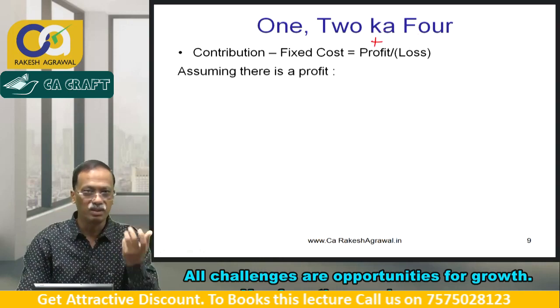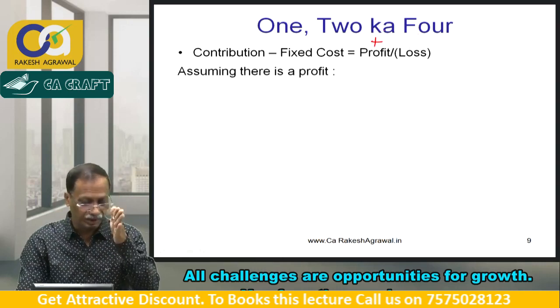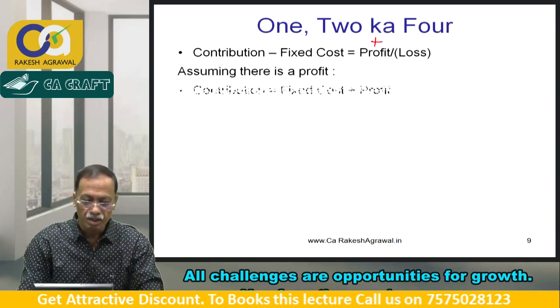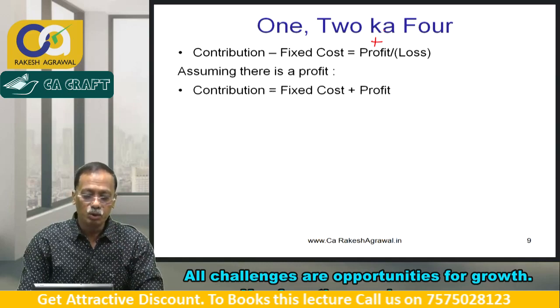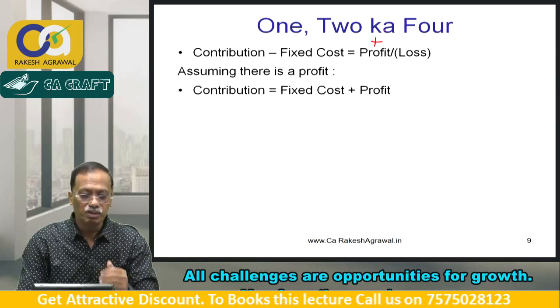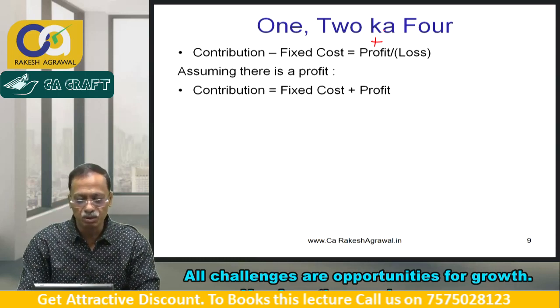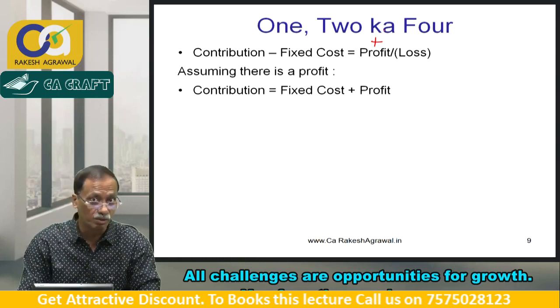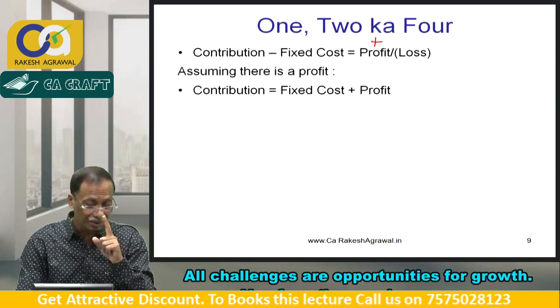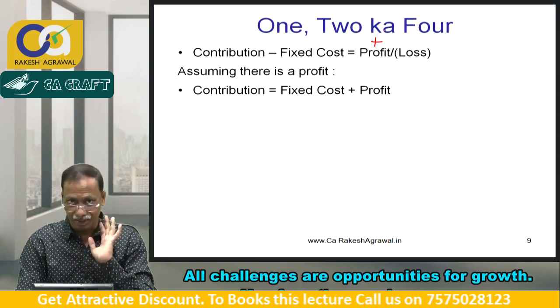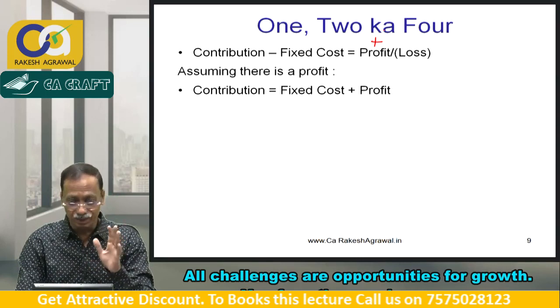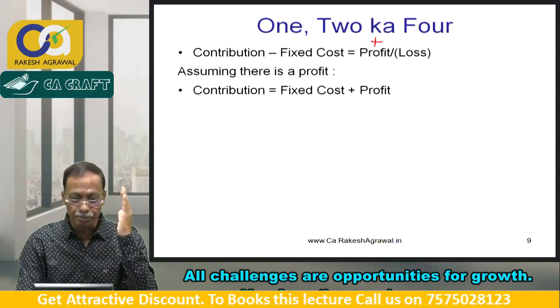Now I will reshuffle the formula. Assuming there is a profit, contribution is equal to fixed cost plus profit. If you take the fixed cost to the right hand side, it will become positive. So contribution is equal to fixed cost plus profit. If anybody is interested, we'll take it down, right? Though it is not compulsory because it's already there in your mind.